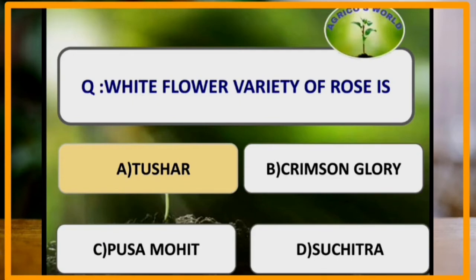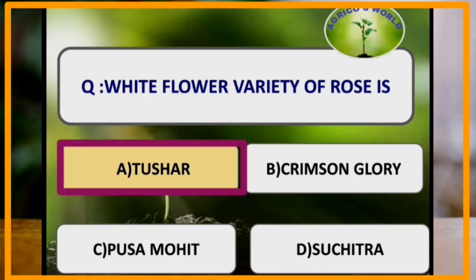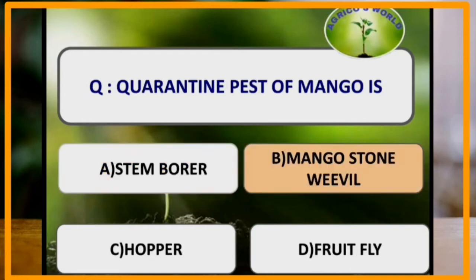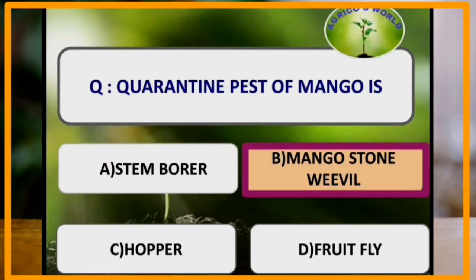What is the white flower variety of rose? Tushar is the white flower variety of rose. What is the quarantine pest of mango? The quarantine pest of mango is stone weevil, which is caused by Sternochetus mangiferae.